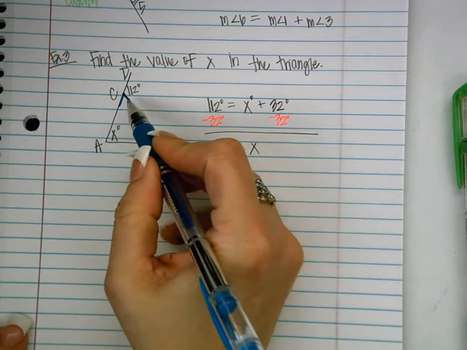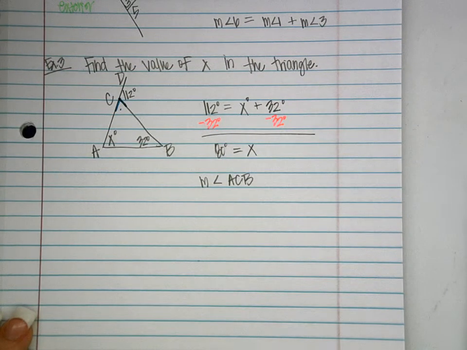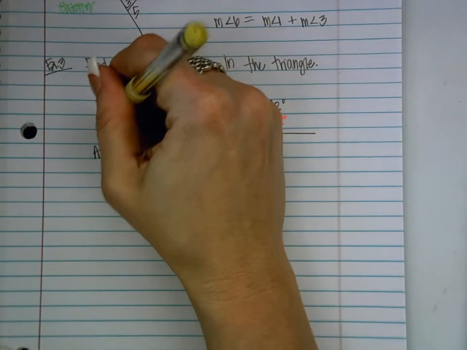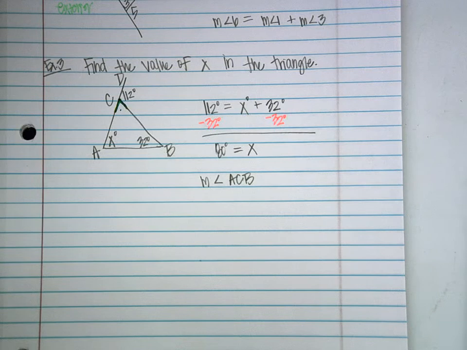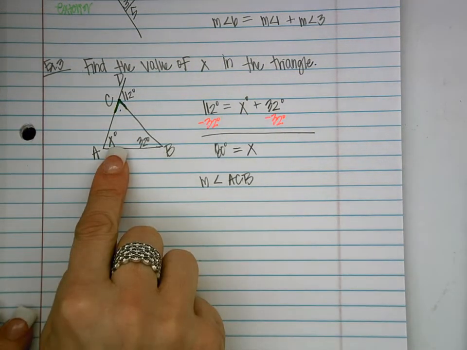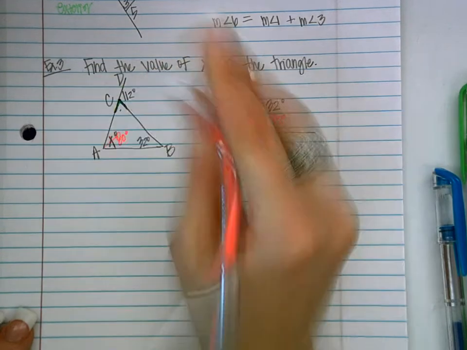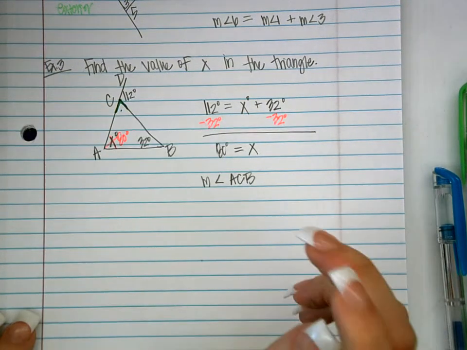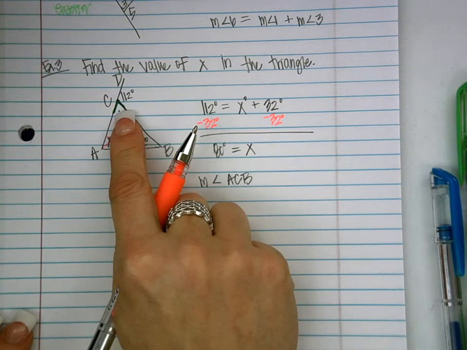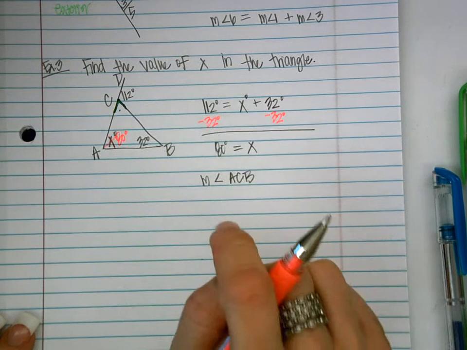How would you find this missing angle right there? It's not 112. 112 is on the outside. There's two different ways to do this. We know that this one is equal to 80 degrees. How could you find this one? You could add these together plus this one and it would equal 180.